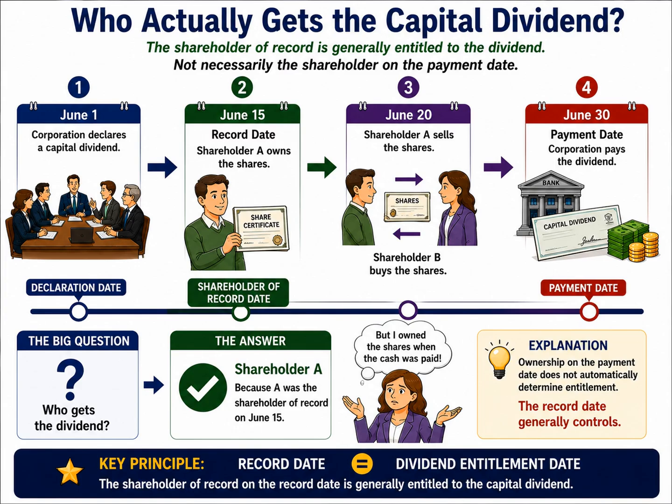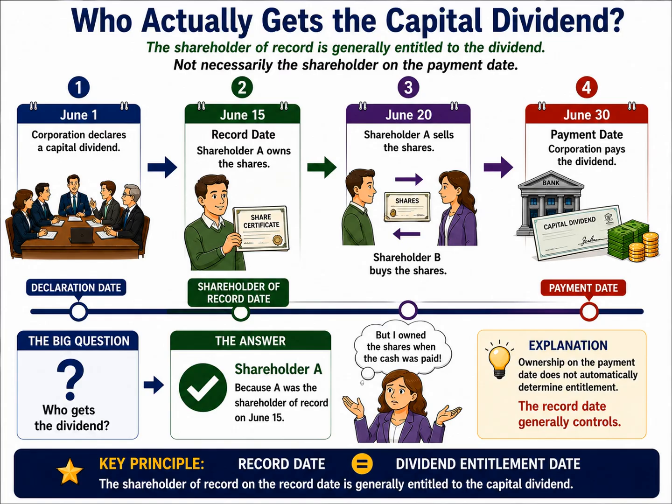Next comes June 15th, the shareholder of record date. On this date, shareholder A owns the shares. The corporation reviews its share register and identifies shareholder A as the shareholder of record. This step is extremely important because the record date is generally used to determine entitlement to the dividend.